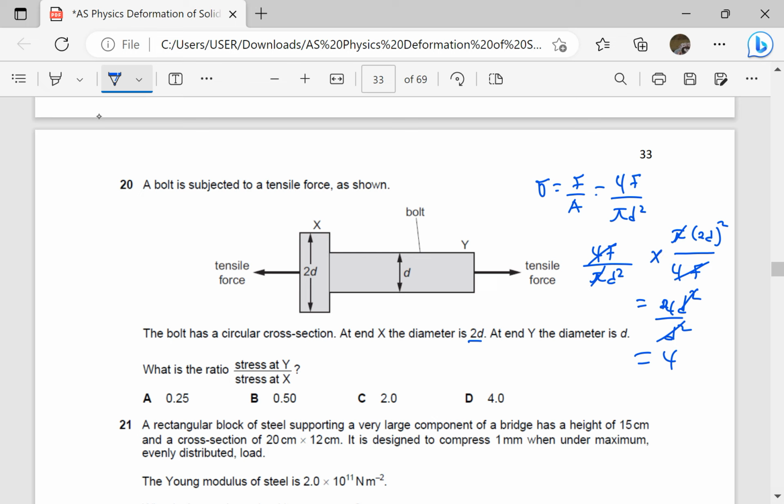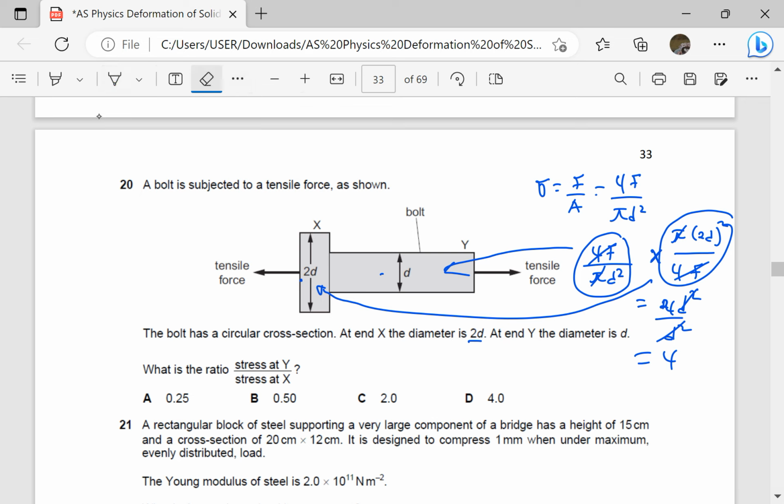Note that here I have divided the two equations. This equation is for this part here, and the other equation was for the other part there. So I divided the two, that's why I got the reciprocal. When I get the reciprocal, then I get the ratio as 4, so the answer is going to be D.